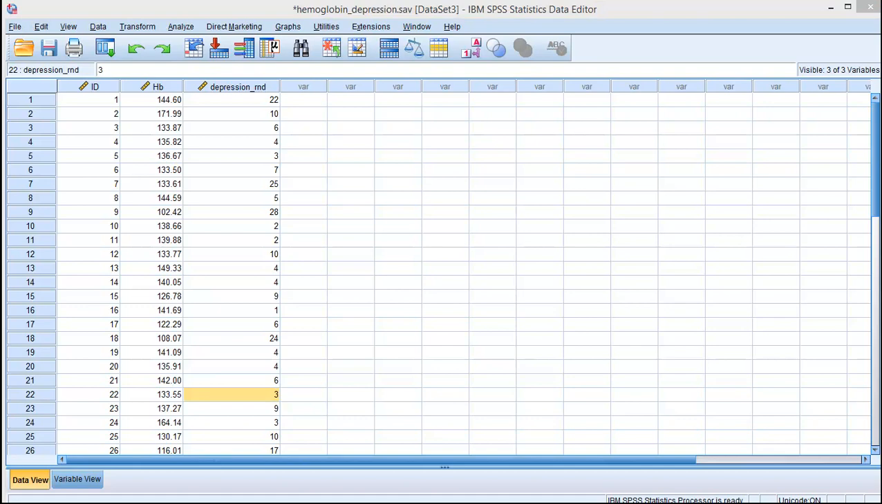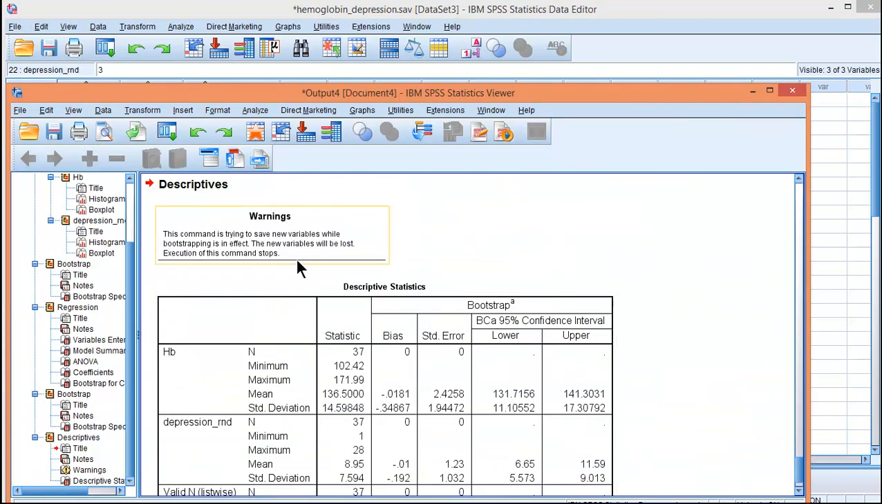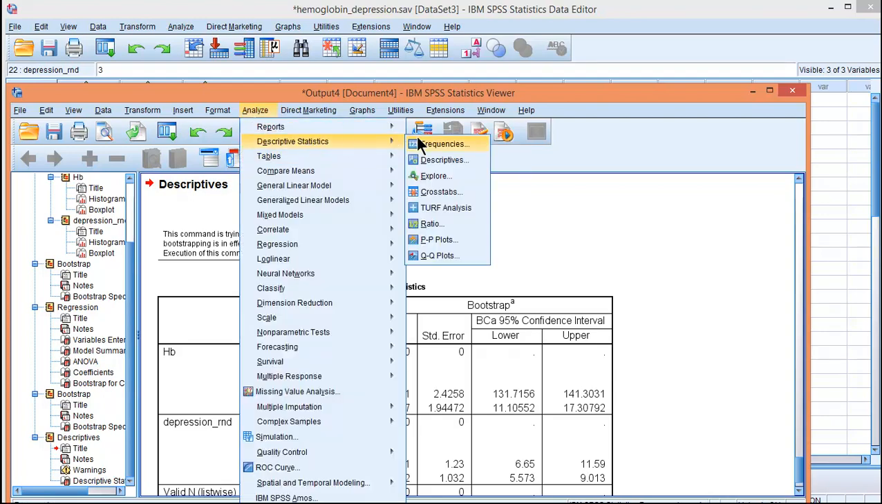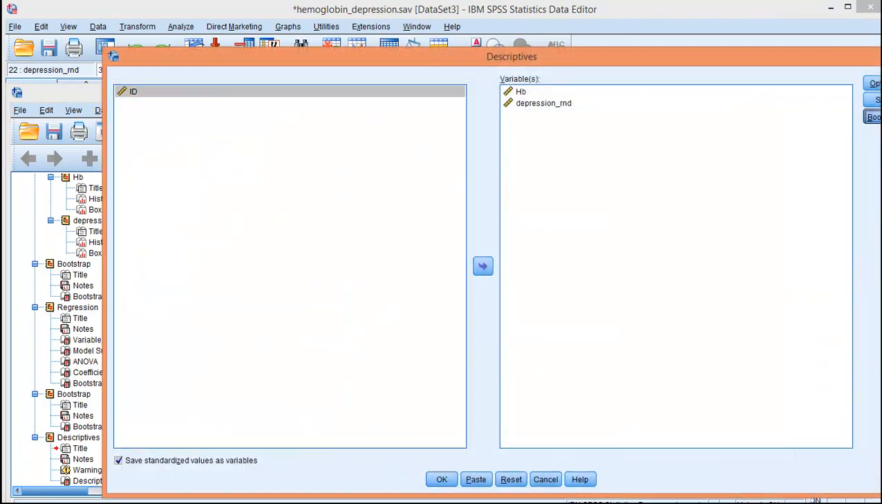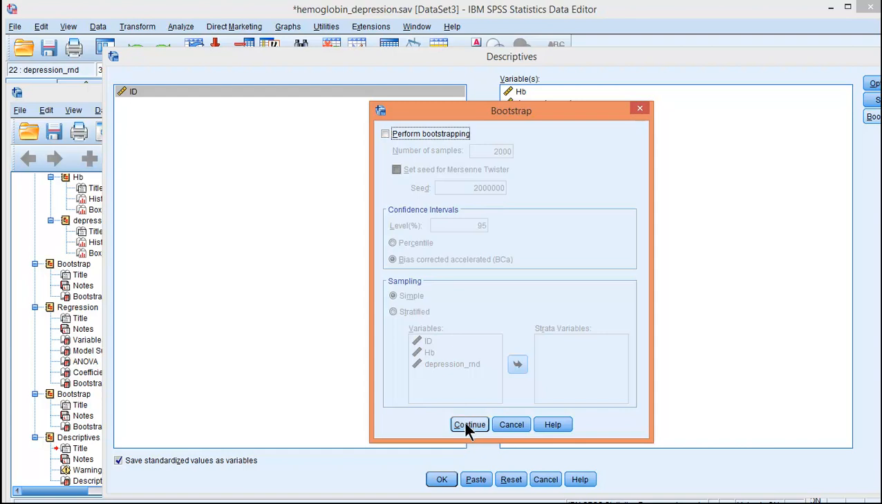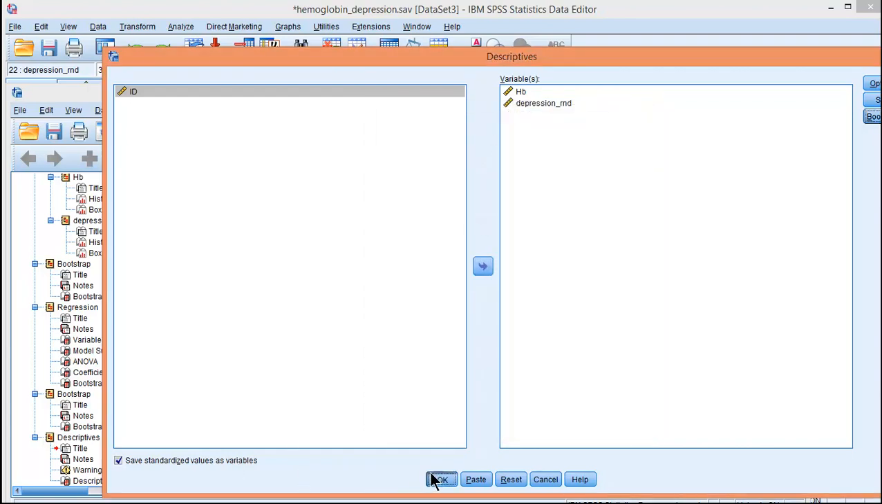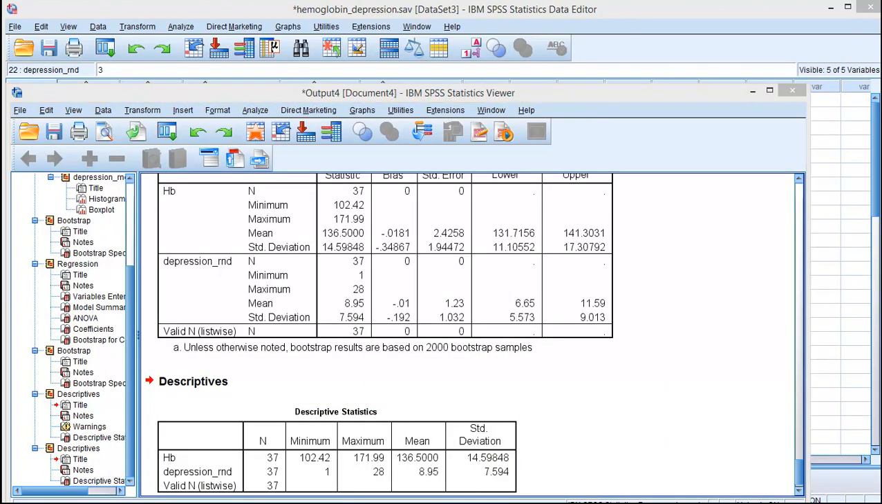It didn't actually happen for me. What happened there? It's trying to say variables. Well, isn't it? Oh, you know what? I clicked on bootstrapping, and you always need to deselect the bootstrapping because it's just going to carry on with you everywhere you go. So let's redo that.